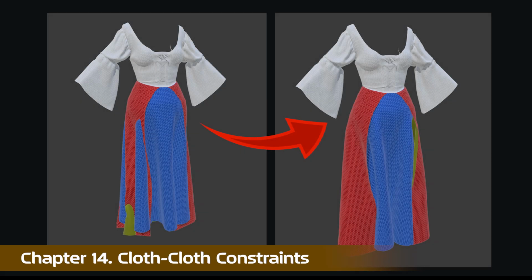So the red part of the fabric is piercing inside the blue part, and it should be outside. And it's saying after the cloth constraints, the red is outside where it should be.